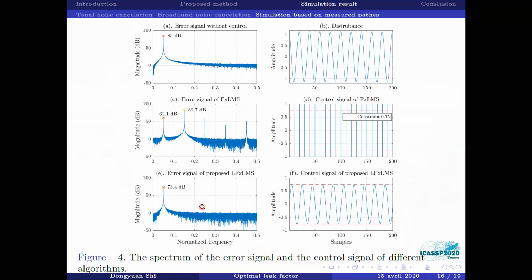Finally, if the system uses the proposed leaky FXLMS, we can see the disturbance reduced to 73.4 dB, and there is no distortion in the error signal. This algorithm also confines the output signal of the control filter within the constraint. From this simulation, we can see the proposed optimal leak factor can successfully enable leaky FXLMS to confine its output signal within the constraint.